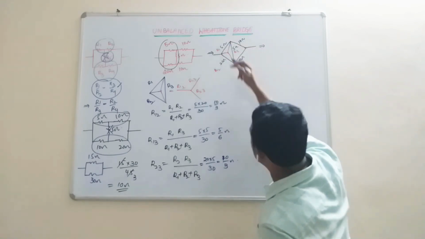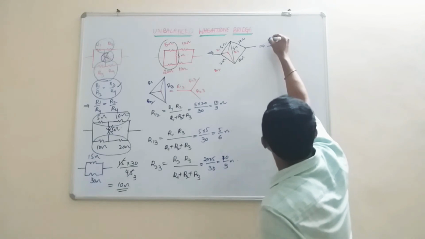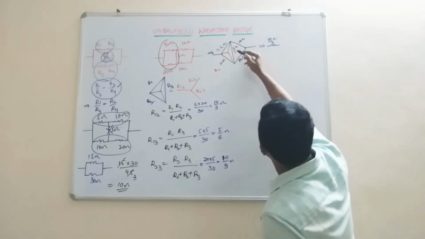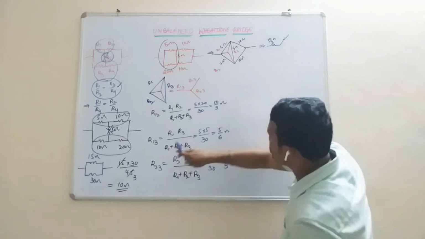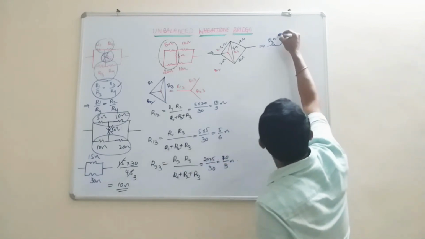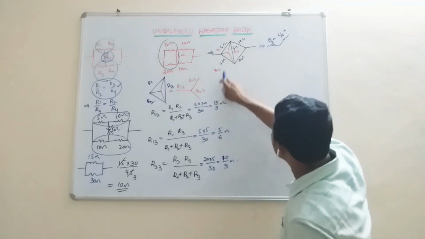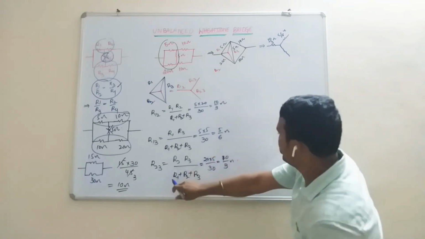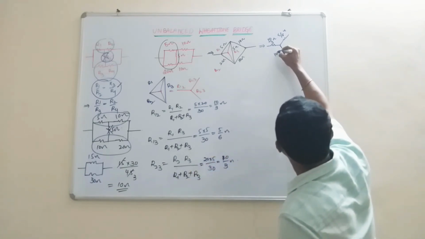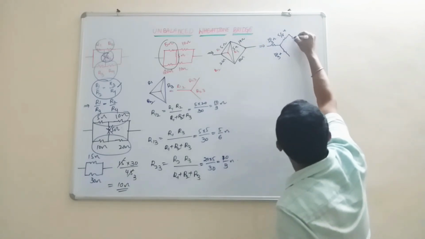So the combination of 1 and 2 is 10 by 3 ohm. The combination of 1 and 3 is like here, 5 by 6 ohm. The combination of 2 and 3 is like here, 10 by 3 ohm. So the remaining two resistors are right like here.